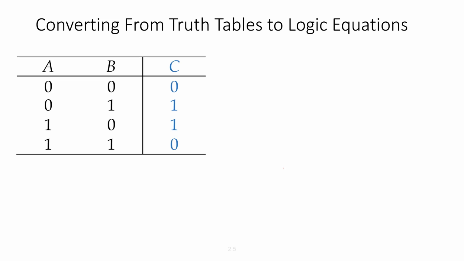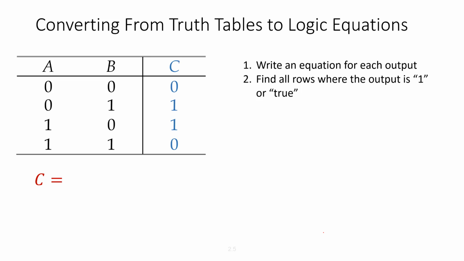So in order to convert this to a logic equation, first we have to write an equation for each output. And so here we have a single output, so we'll have a single logic equation. Next, we have to find all the rows where the output is 1 or true. And that's just these two middle rows right here. So these are the two rows we're going to focus on.